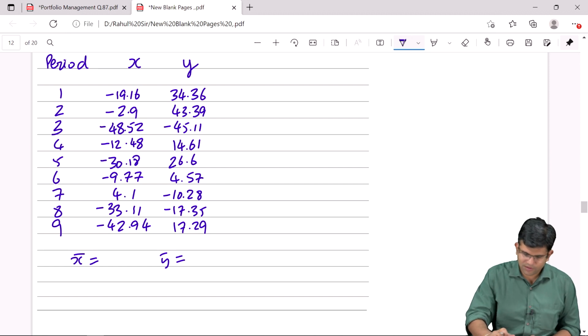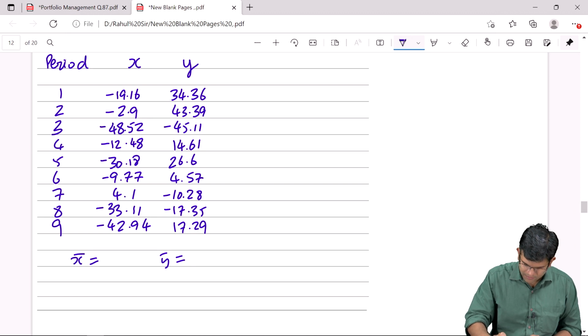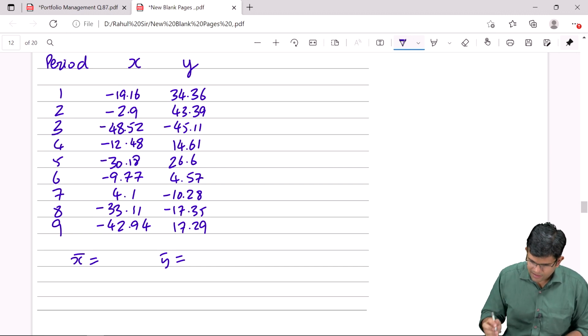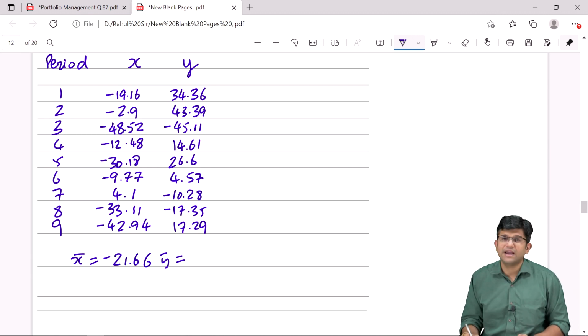So I'll take the calculator now. Minus 19.16, correct? Minus 2.9, minus 48.52, minus 12.48, correct? Minus 30.18, minus 9.77, plus 4.1, minus 33.11, minus 42.94. Okay, and this I'll divide by 9. I'll get negative 21.66 as the x bar here.